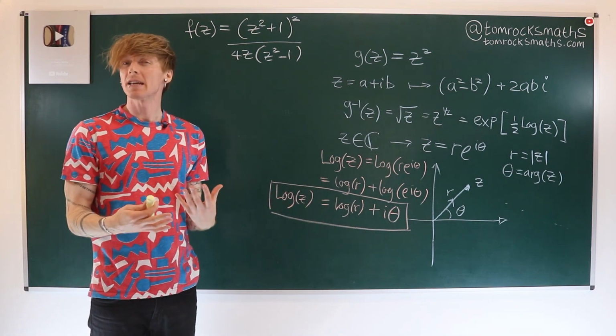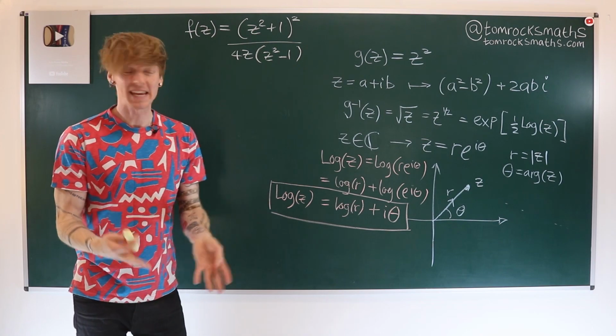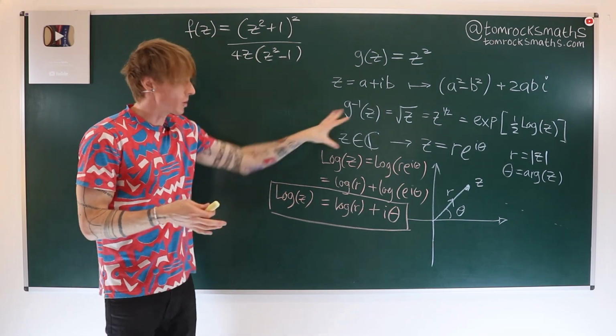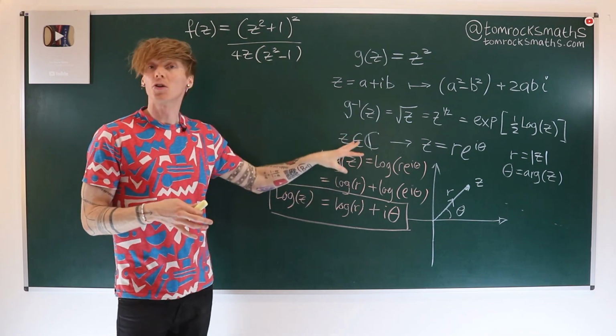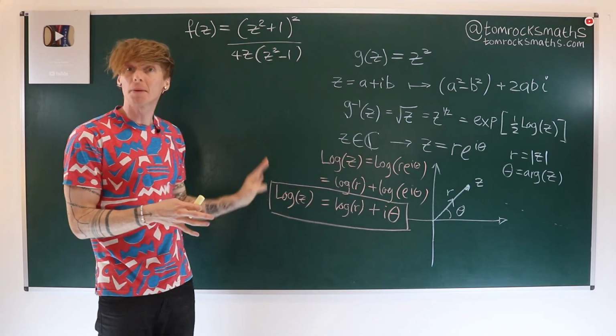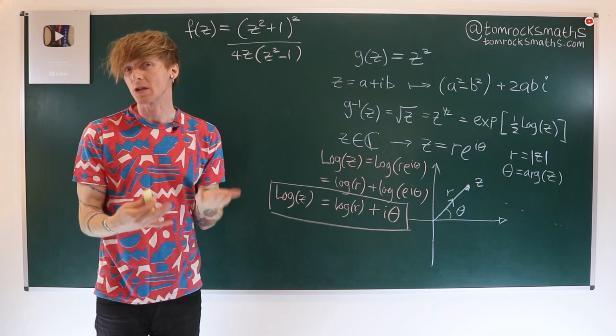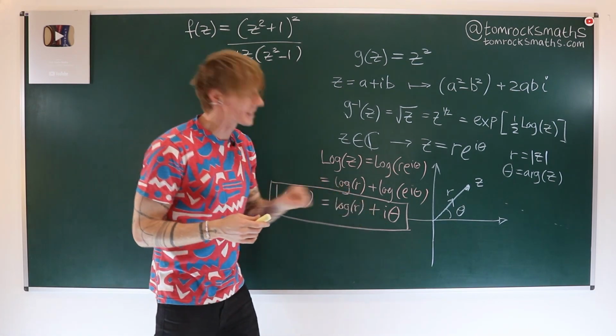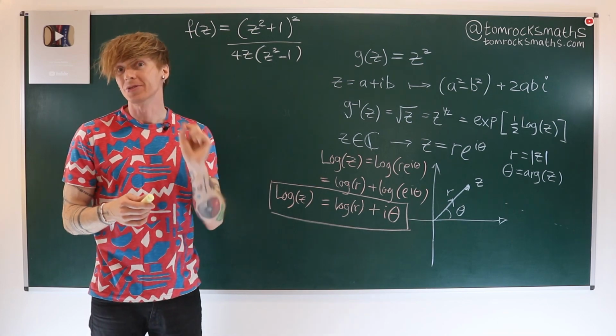And this may well be a valid way to define the complex logarithm. Now, the reason I said this may well be valid is it seems very sensible, and all we've really done is use the polar form of a complex number and then some properties about logarithms which we know to be true. However, this theta is not unique.